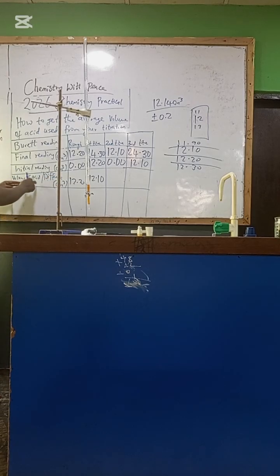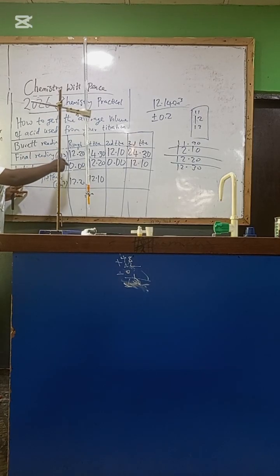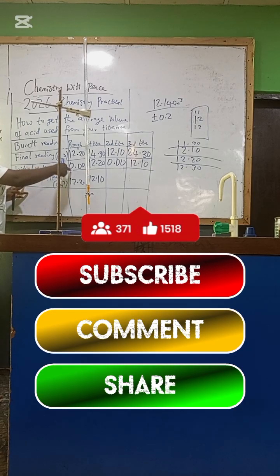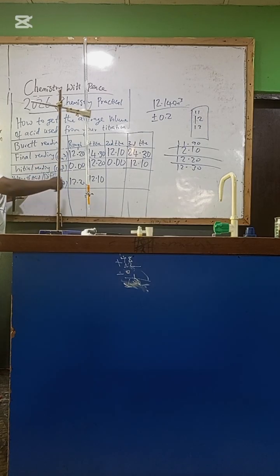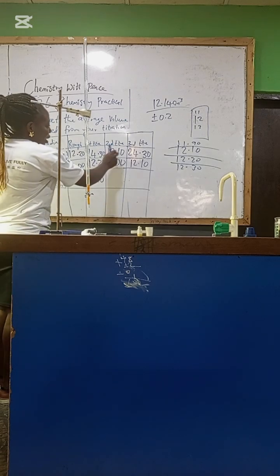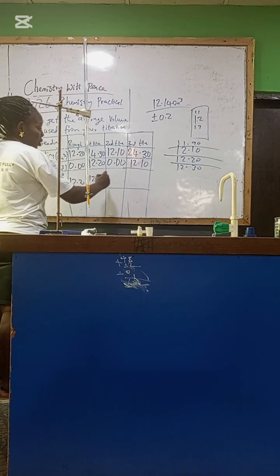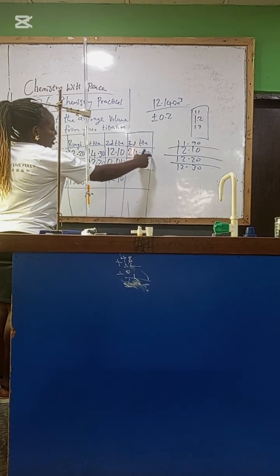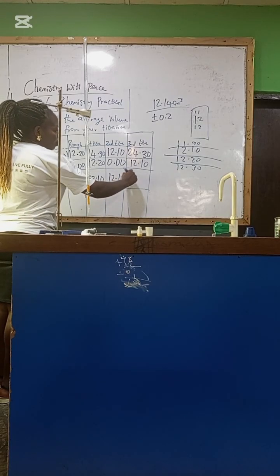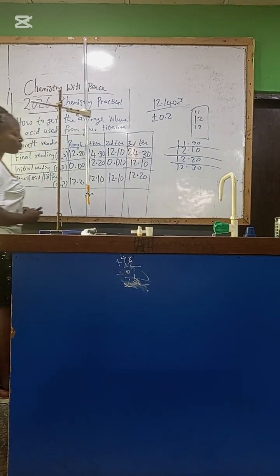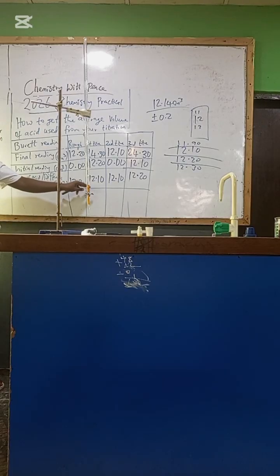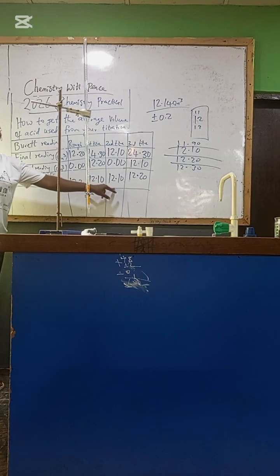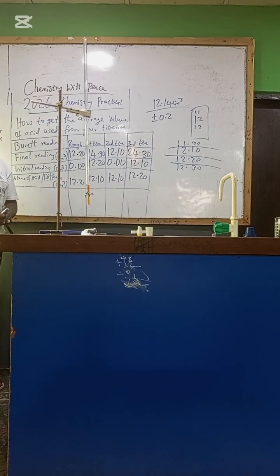At this point, this one is where you write the difference. You use the final value to subtract the initial value in order to get the volume of acid. And it's that volume of acid that we are going to use to get your average Titre value. So at this point, 12.10 minus 0.00 is what? 12.10. The other one, 24.30 minus 12.10 will give us what? 12.20.